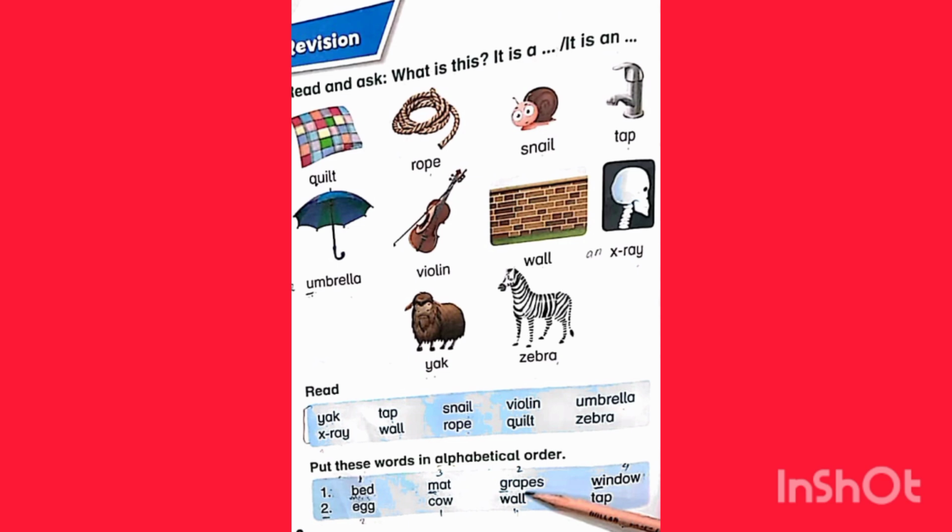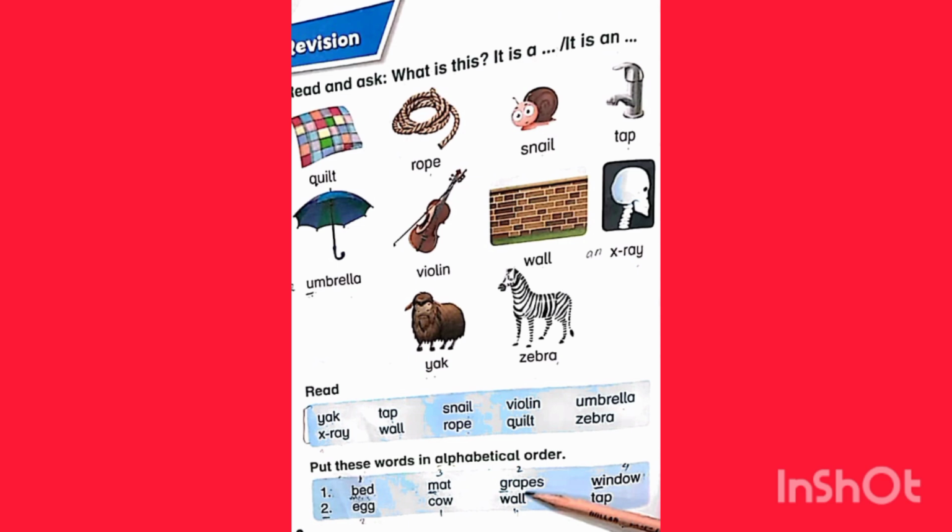Put these words in alphabetical order. So we should start with the letter A. But here there is no A. We didn't find the A. So let's start with the word starting with B. Bed, then cow, egg, because here we didn't find the D, so the next word will be egg.